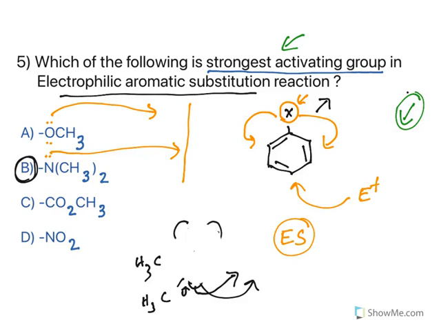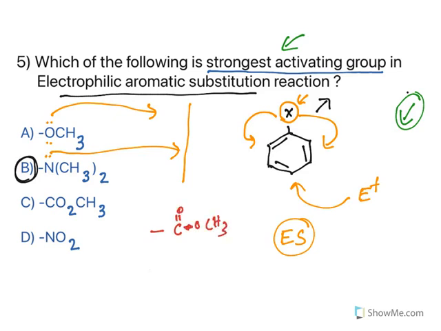Now let us look at the other options too. COOCH3. This is given as CO2CH3. Now look at this. See, to the benzene ring, this carbon is attached and this carbon is attached with oxygens. Oxygen, with very good electronegativity, will be pulling electrons. So from the carbon, electrons are going away. That means from the ring, the electrons will be pulled away because the carbon is essentially acting as electron withdrawing. So this one is in fact a deactivating group.